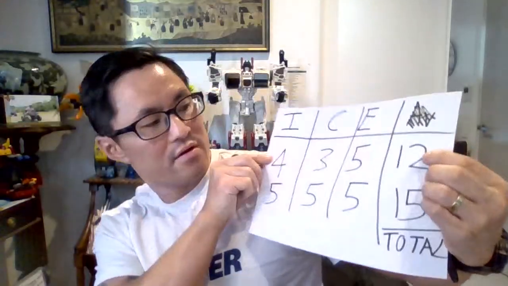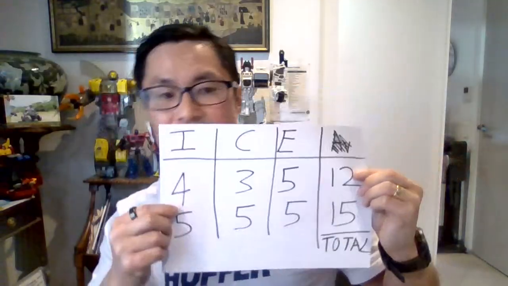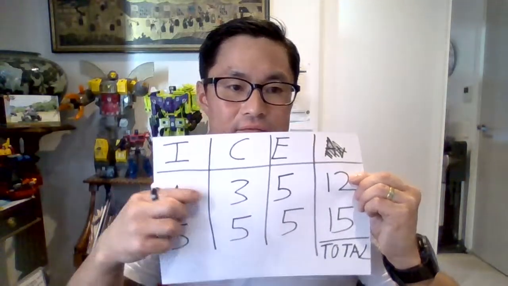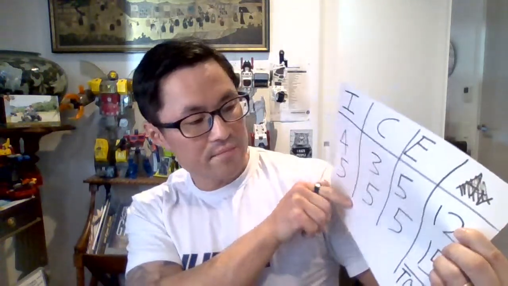I've got this test here. I'm giving it 4 out of 5 for the impact, 3 out of 5 for the confidence, and ease is 5 out of 5. So it's easy, technically or politically, whatever.